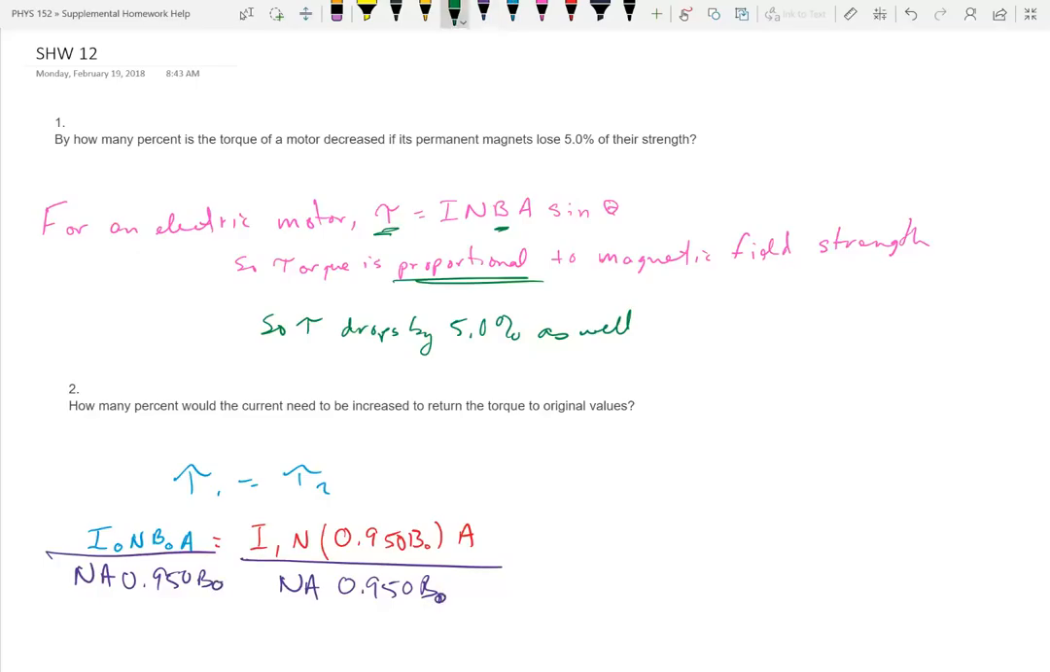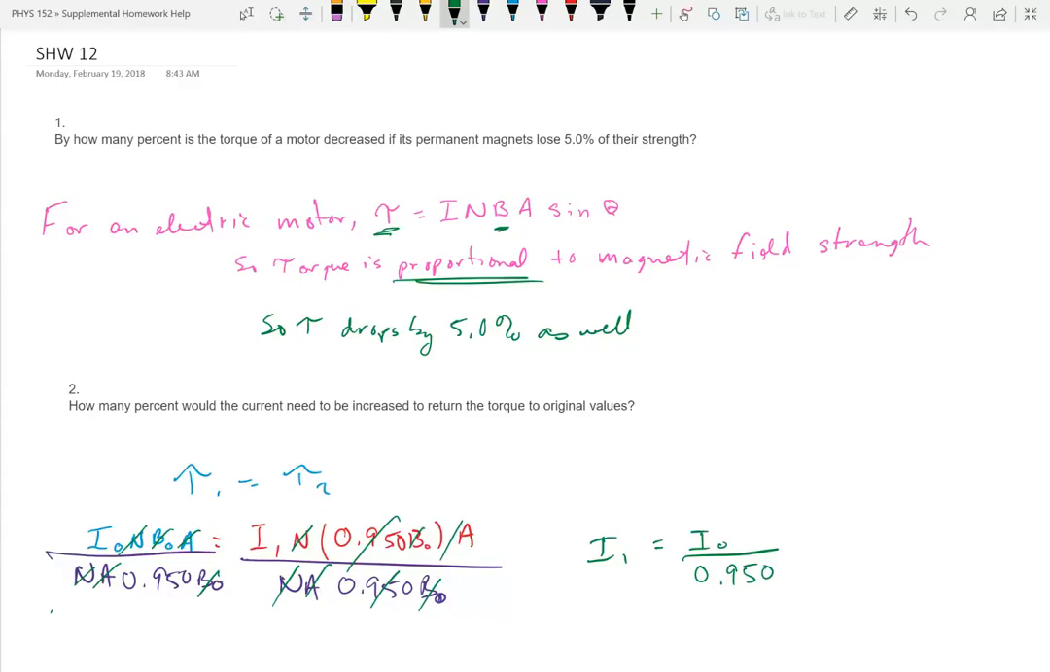So I cancel what I can: the N's cancel, B initials cancel, A's cancel, N's cancel. And I have to take 1 divided by 0.950. Gotcha. And that will give me 1.05, a little bigger than 1.05.